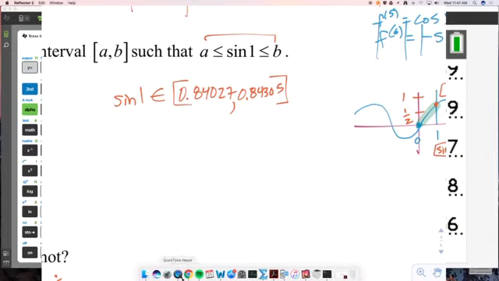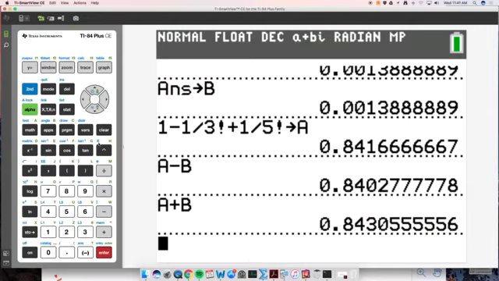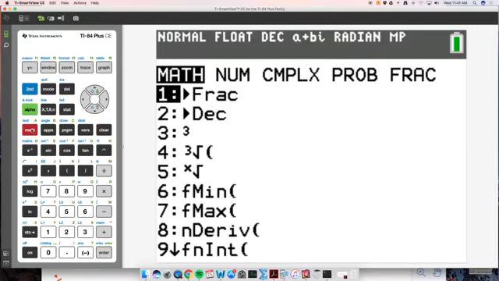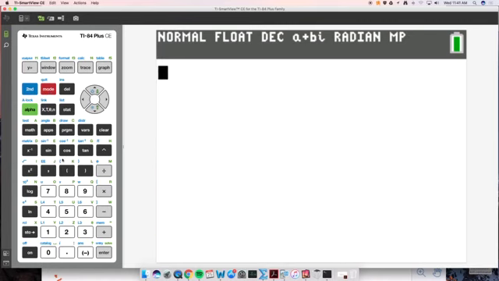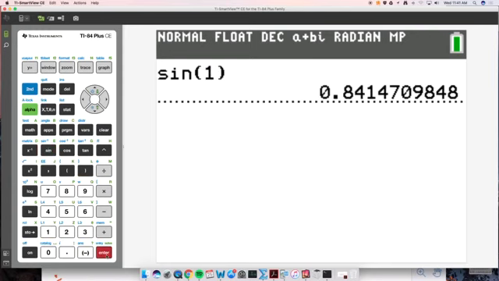So now, in hindsight, with the computing power of our calculator, let's go ahead. I'll make sure I'm in radian mode. Let's go ahead and figure out what sine of 1 is, accurate to as many decimal places as it's going to show. It's 0.8414. Does 0.8414 fall in our interval? It does. Okay? It does.